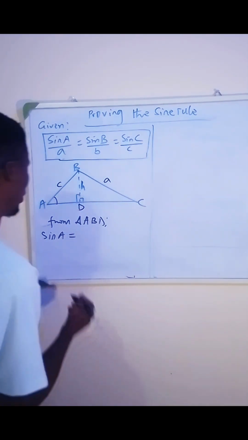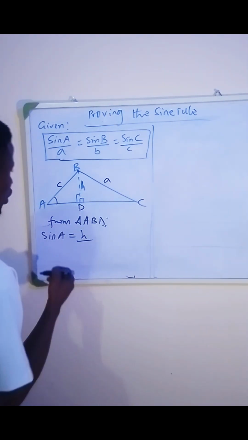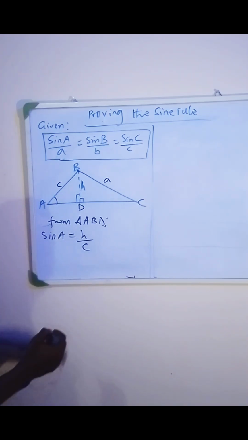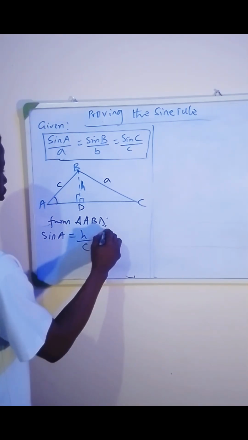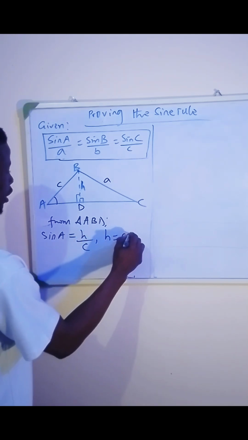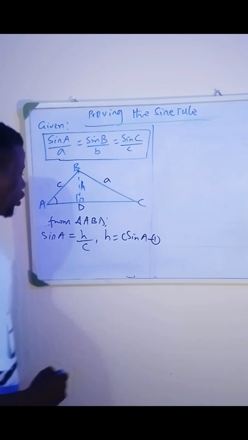So in sine, we make use of opposite over hypotenuse. The opposite is the height, all over the hypotenuse, which is C. So you can see that sine A equals H over C. So to find the height of this triangle, H equals C sine A. You can take this as your equation number 1.